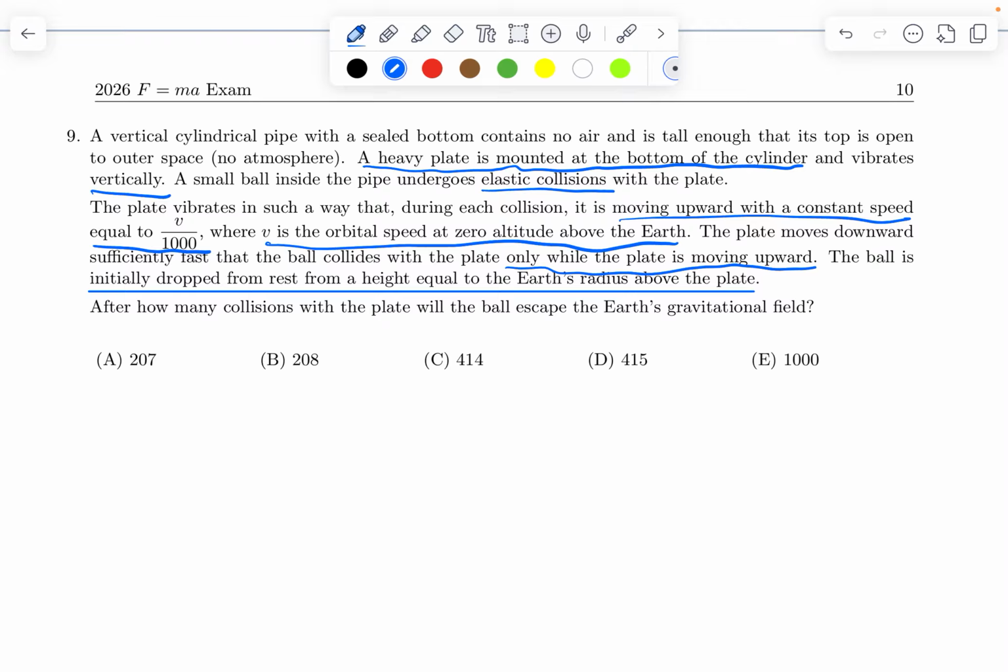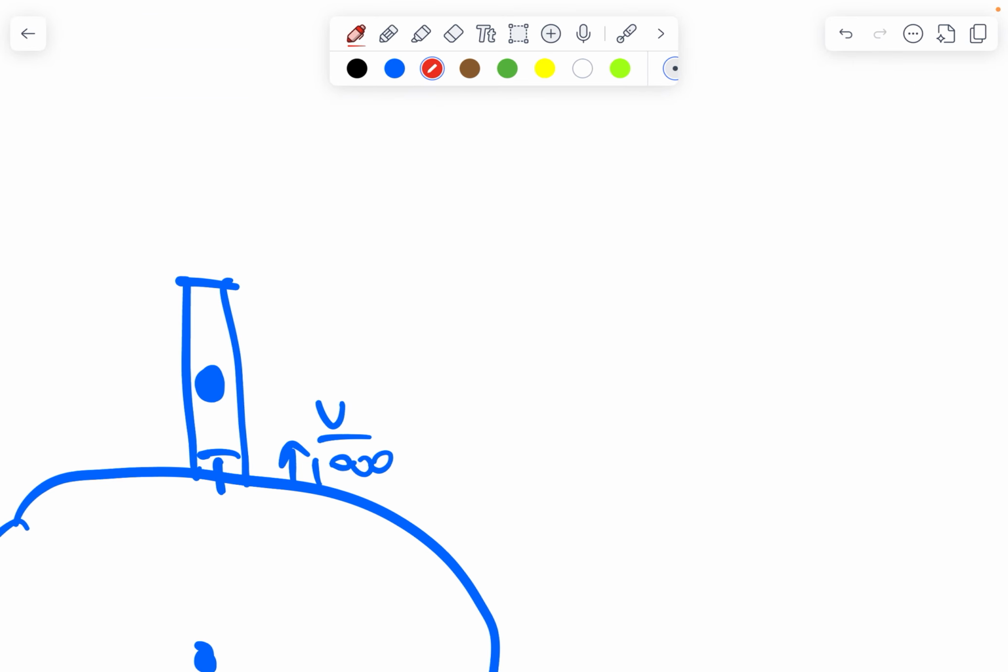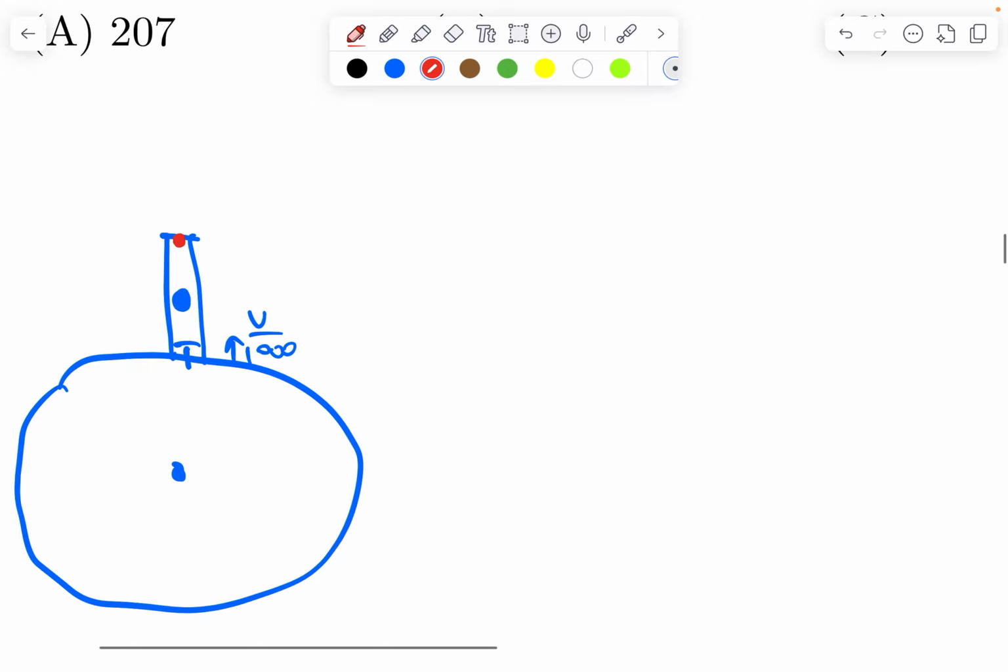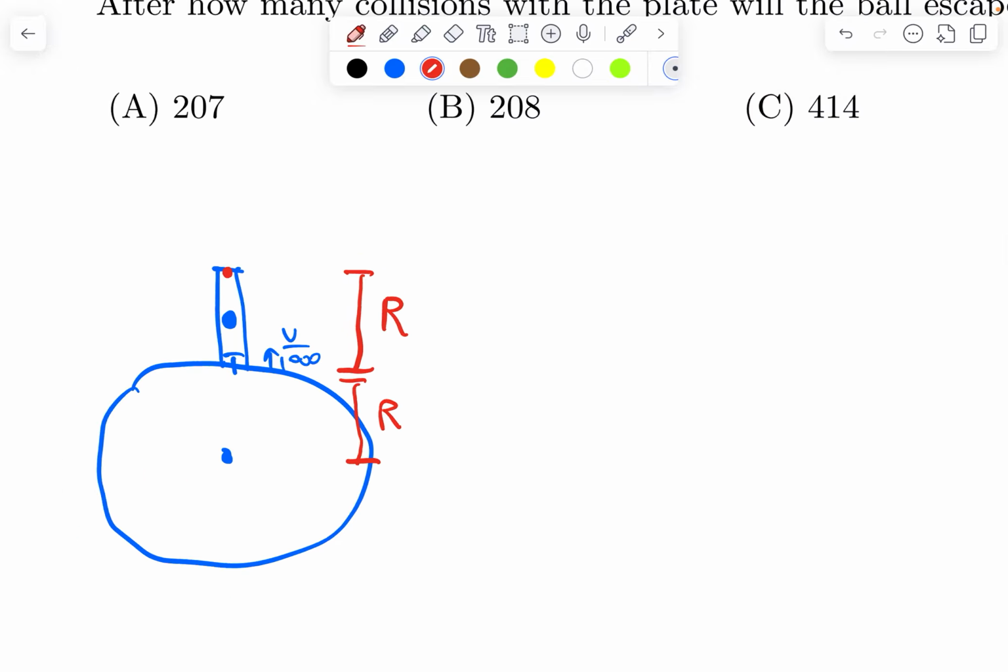Okay. So first let's draw a diagram of this. We have the Earth and we have this pipe. We have a ball oscillating, and then there's this thing that's moving up at v over 1000. Now, it says that the ball is initially dropped from rest from a height equal to Earth's radius above the plate. So initially, if I zoom in, it starts here, and this is a distance of r. And of course, this is the Earth's radius, which is also r.